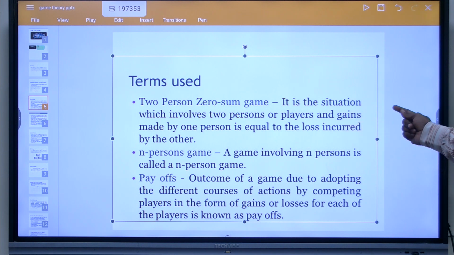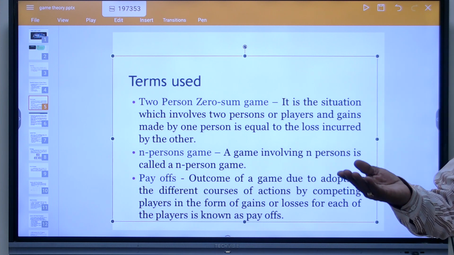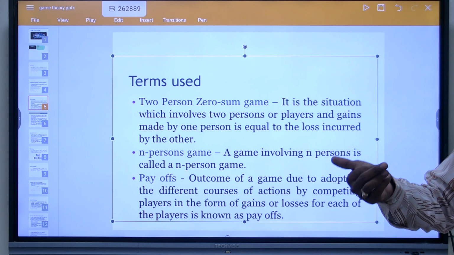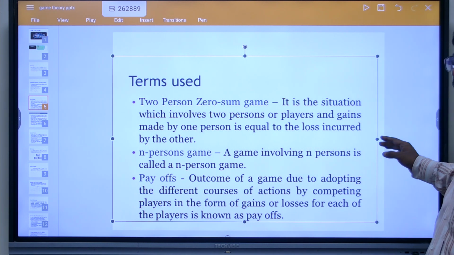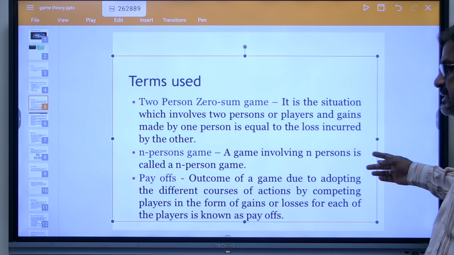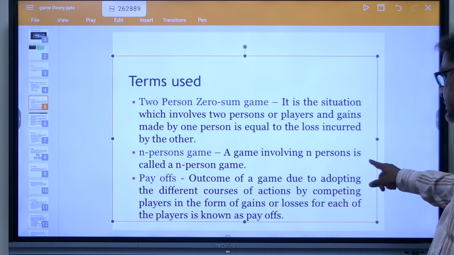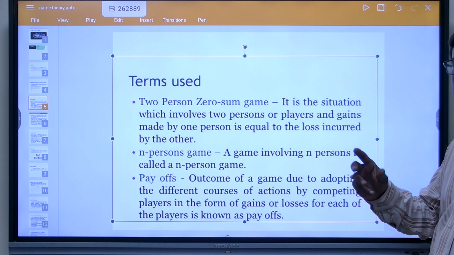That means it is a situation which involves two players, and the gain made by one person equals the loss of the other one. On the part of the loss of the other person we are gaining, or if we are losing something, that is gained by the other person, who is the other party in the game. We also have some strategies regarding the n-person game, in which there are more than two persons.